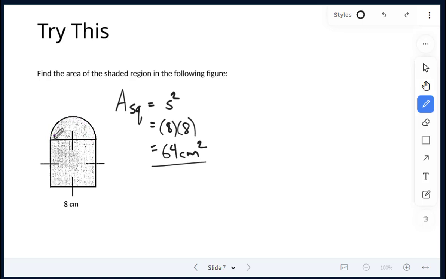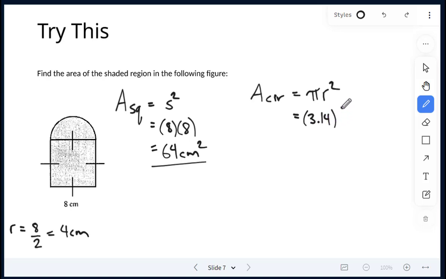Next, we have this half circle. So we'll figure out the area of the circle and then we'll divide it in half. So area of a circle is pi r squared. We have the diameter of the circle as 8 centimeters. So before we can start, we have to figure out our radius. So the radius of our circle is going to be 8 divided by 2, so 4 centimeters. So that means 3.14 times radius squared, so times 4 times 4.